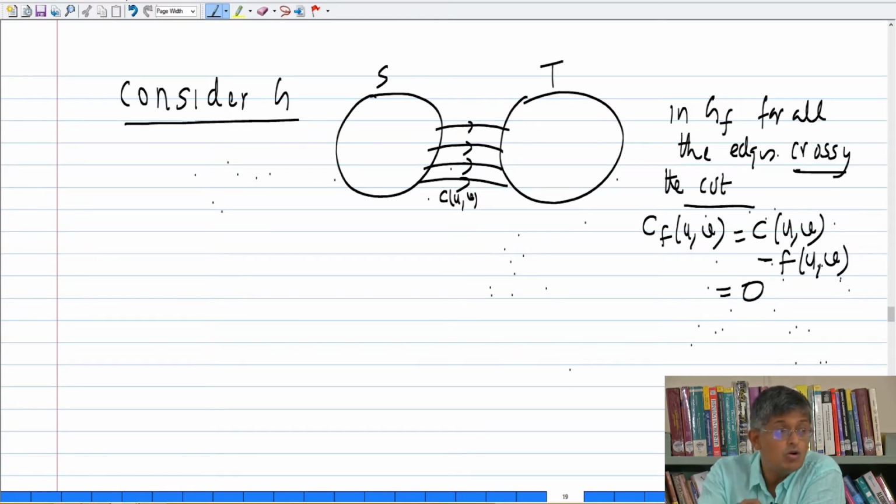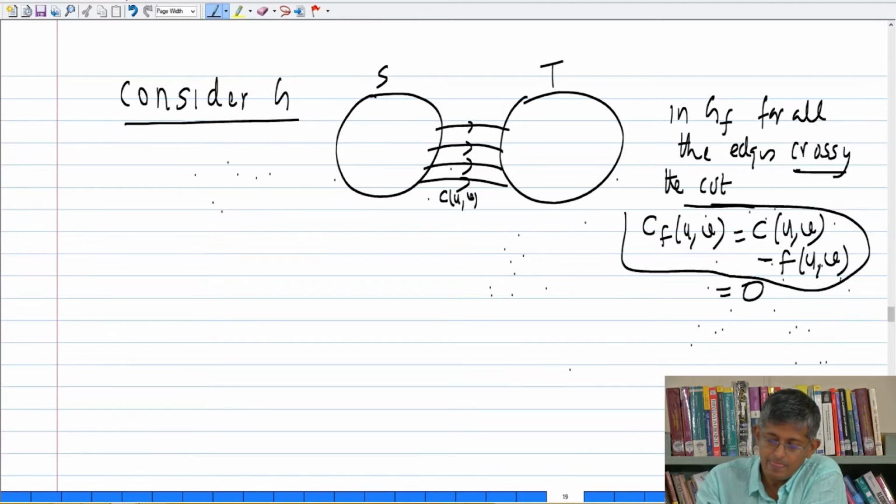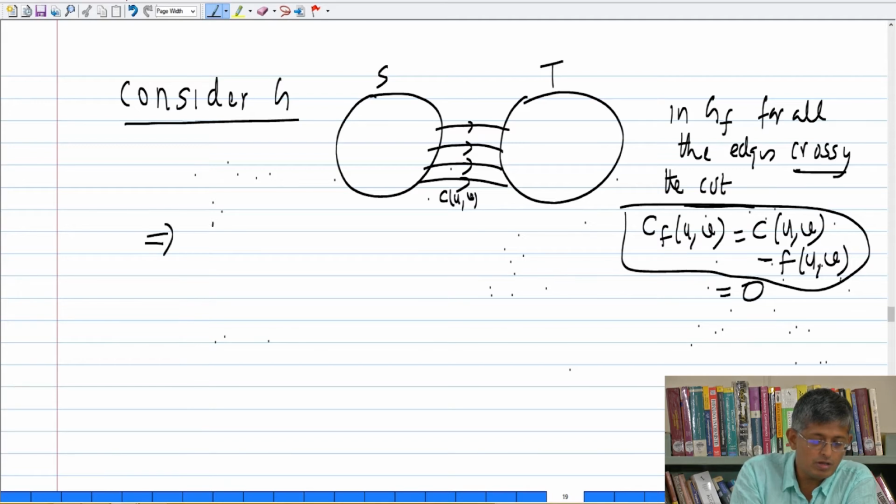That's why there is no path; otherwise you would have found one more vertex which you put inside T, which should have been in S. All these edges are not there. Their residual capacity is 0. What is the formula for residual capacity for an edge which is present in the network? It is this formula, and that is equal to 0, which implies in your flow f of u comma v is equal to c of u comma v.